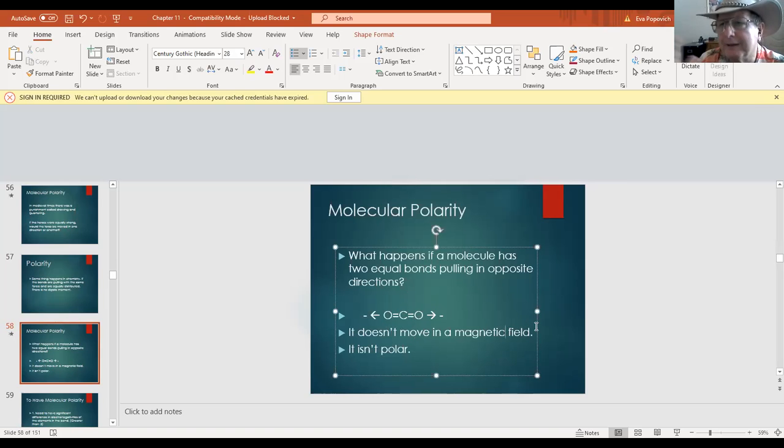If you want to think about it another way, this is a linear molecule. This side is negative, this side is negative. If you put that into a field with a positive and negative side, this one is going to try to go to the positive, but it's going to be repulsed by this side. So the molecule is going to stay in the field straight.